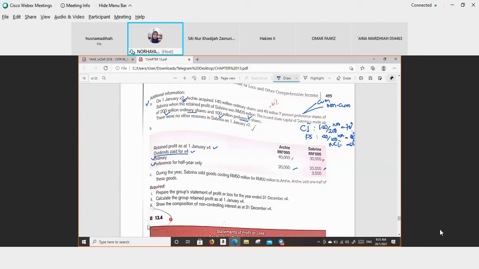Additional information C: during the year Sabrina sold goods costing 50 million for 16 million to Archie. Is this upstream or downstream? This one is upstream. Archie sold one half of these goods. So there is an intercompany sale which is upstream, and number two, there is unrealized profit. How much is the URP?